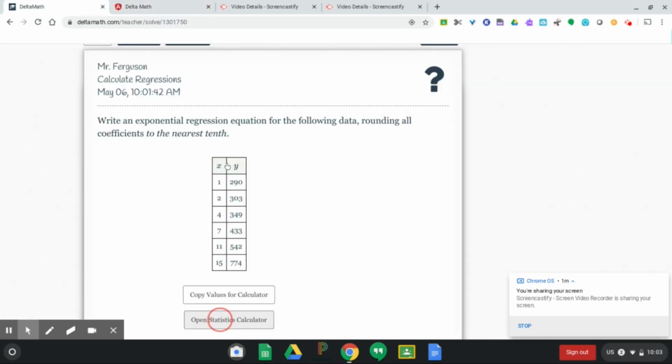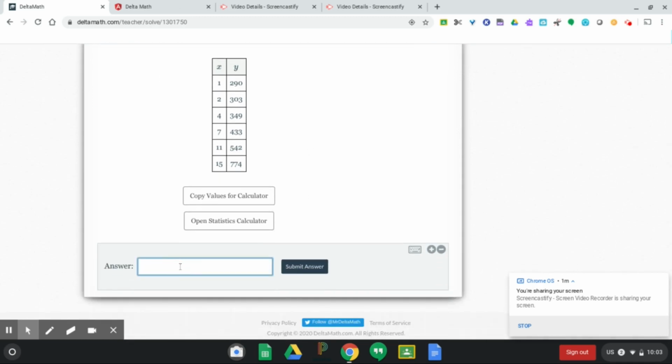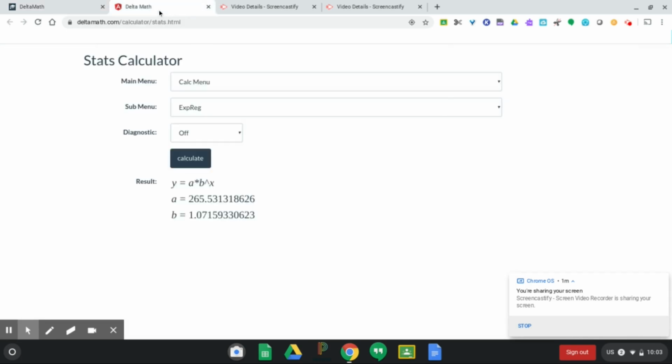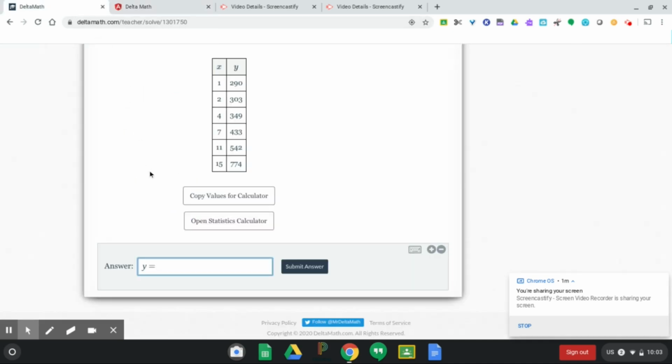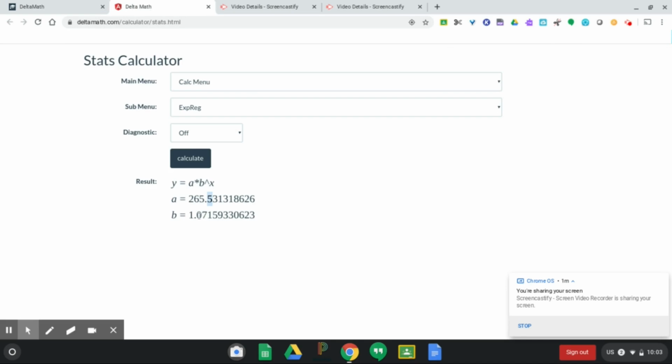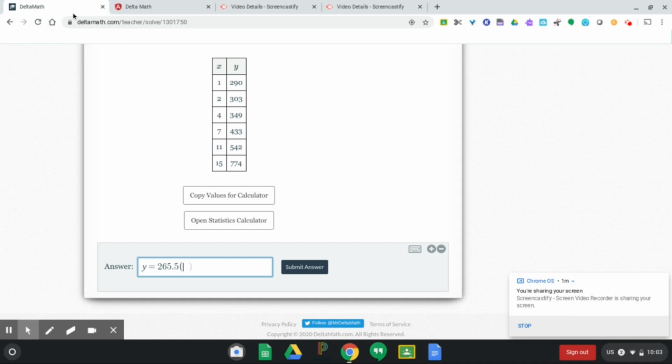So I go back to my DeltaMath here. Y equals, now my A value, 265 to the nearest tenth here. So 5, does the 3 bump it up? No. So this stays as 265.5. And what I like to do is I like to put this B value in parentheses. Okay, if you notice, once I start one of them, it has to give me the end result. So my B value, 1.070 is my tenths. Does the 7 bump it up? Yep. So this becomes 1.1.